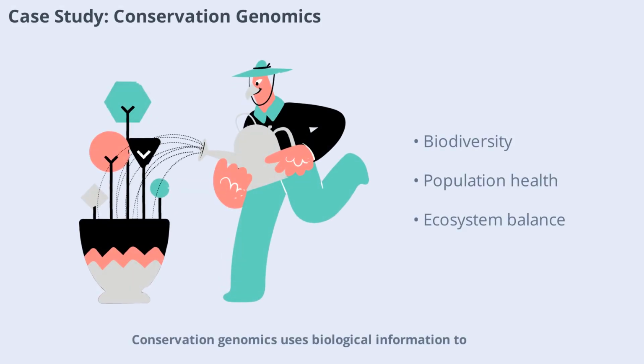Conservation genomics uses biological information to protect endangered species and preserve biodiversity. By interpreting genetic data, scientists can assess population health, manage breeding programs, and develop strategies for conservation. This work is vital for maintaining the balance of ecosystems.